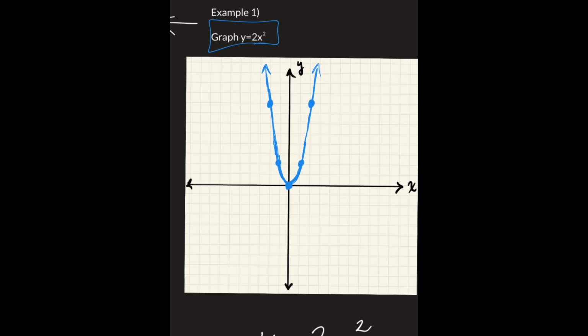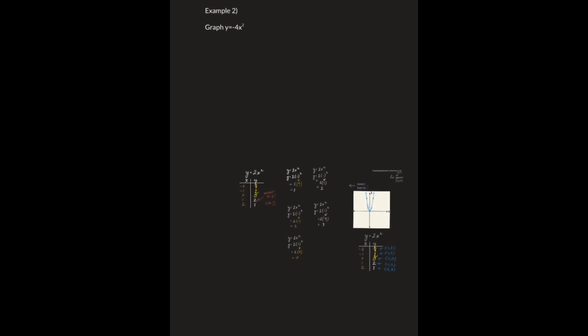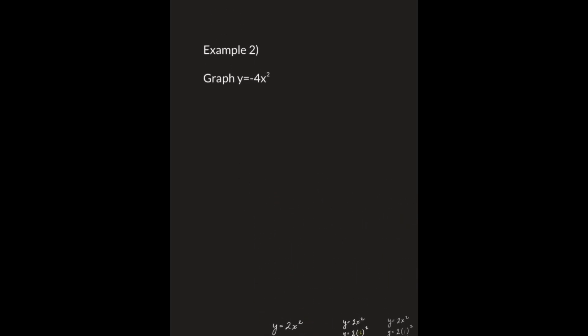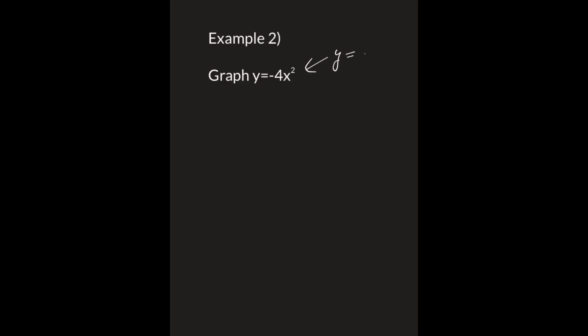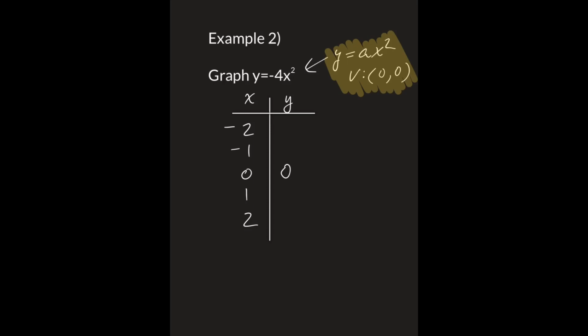All right, let's take a look at our second example. So my second example, we're going to be graphing, and now I'm going to be using this equation. So remember, this is of the form y is equal to ax to the second power, which automatically means my vertex is 0, 0. So let's begin by completing our table of values.